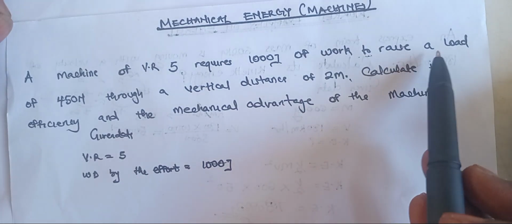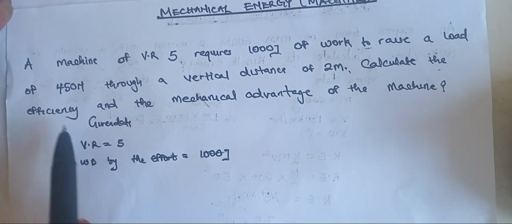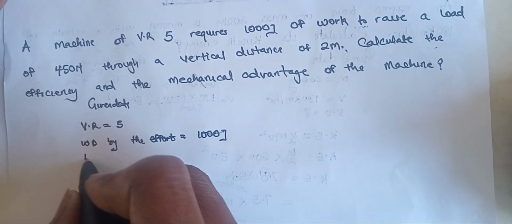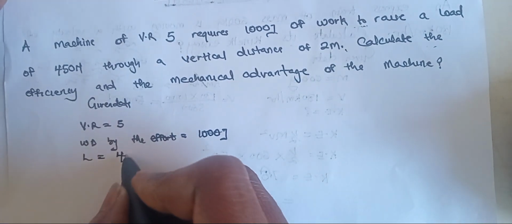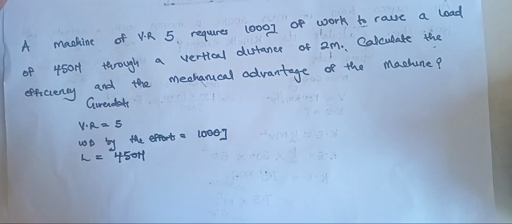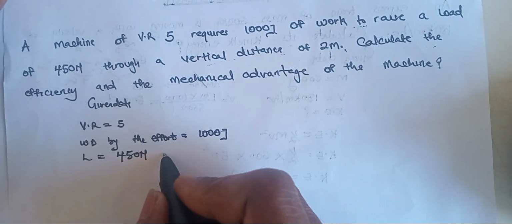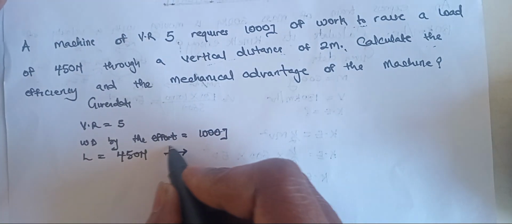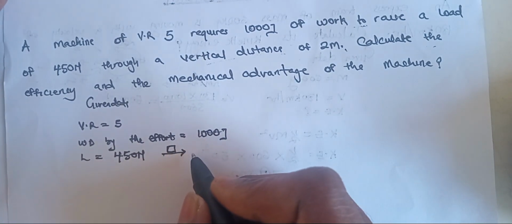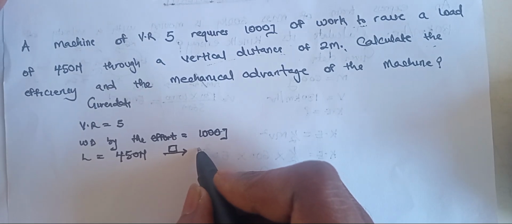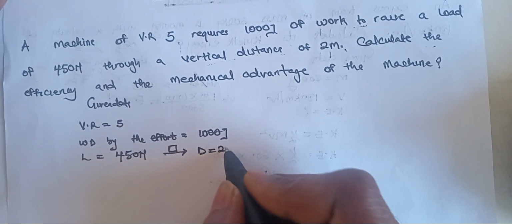Then a load of 450 Newton. Load is mentioned in Newton. Through a vertical distance of 2 meters. So that load moves through a vertical distance, that is, distance equal to 2 meters.